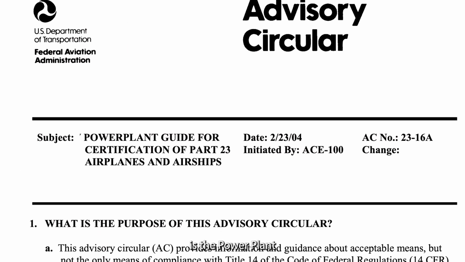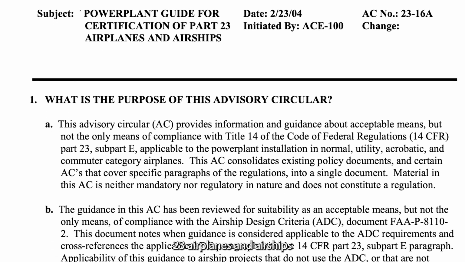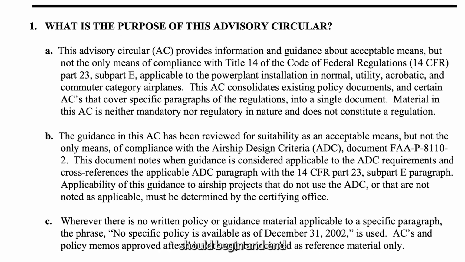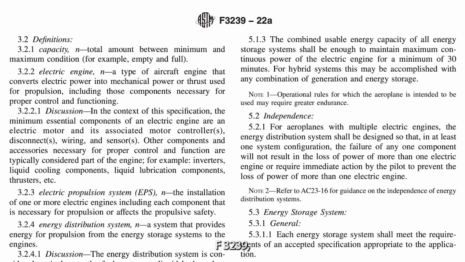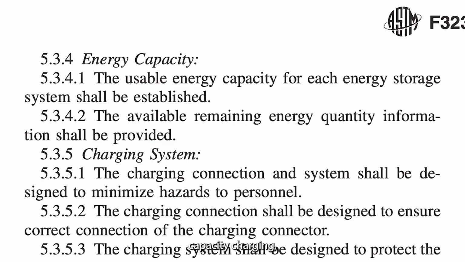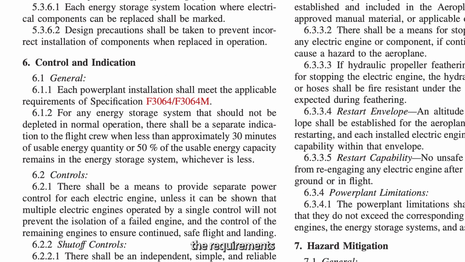An FAA Advisory Circular, AC-23-16, is the Power Plant Guide for Certification of Part 23 Airplanes and Airships and provides additional guidance on the requirements, such as where the independence should begin and end. F3239 then moves on to discuss storage systems such as their installation, compartments, capacity, charging, and what the pilot can replace. F3239 also mentions the requirements for control and indication with a reference to ASTM F3064.